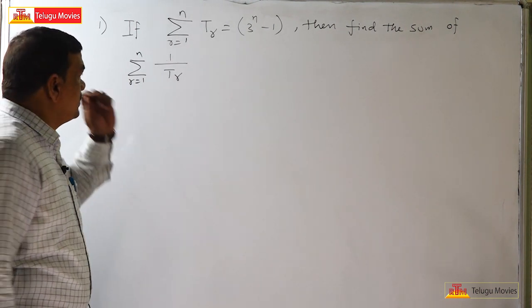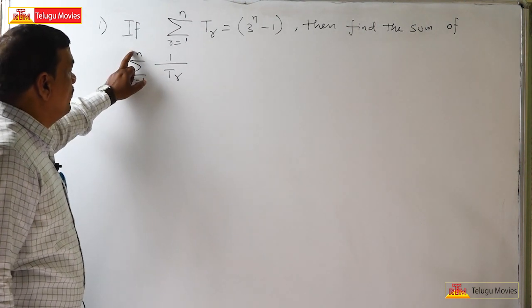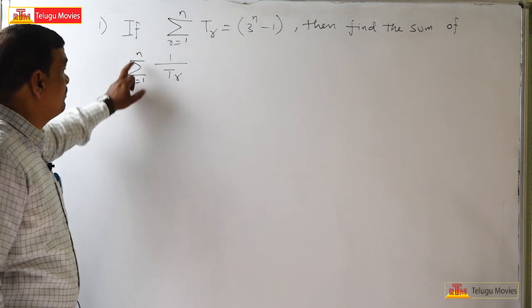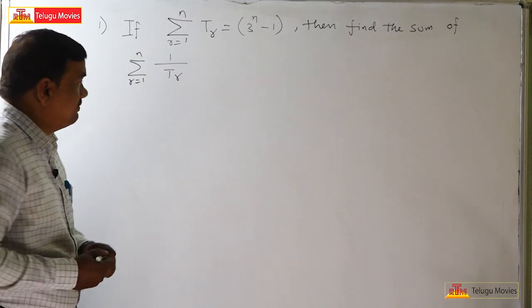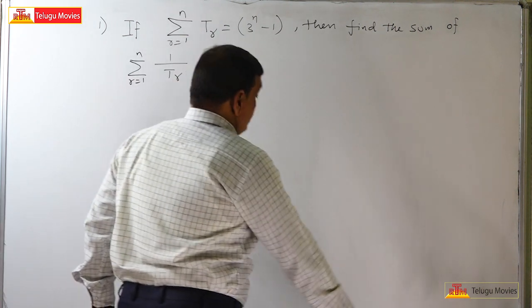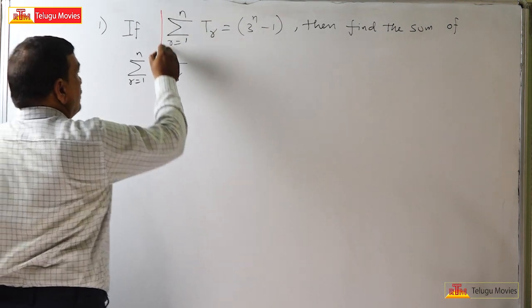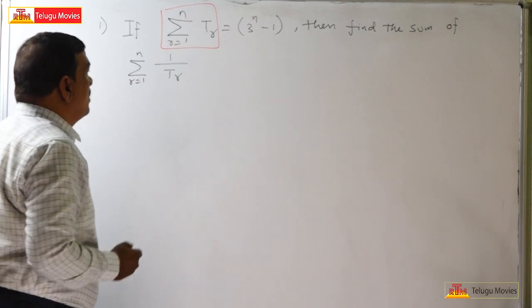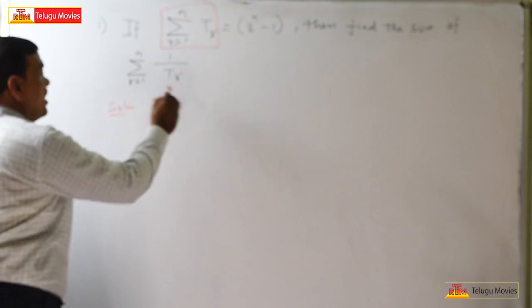find the sum of sigma r runs from 1 to n of 1 by tr. Now what is the meaning of this? First of all, see here this problem. Sigma, this is the first notation. First, what is the meaning of tr? So tr, can I write it down?